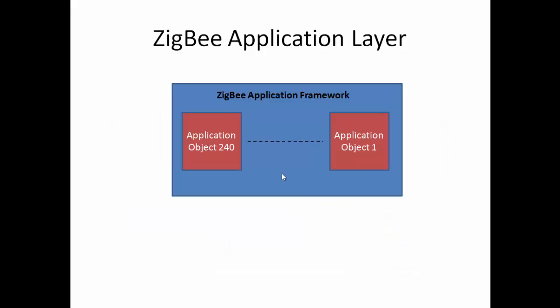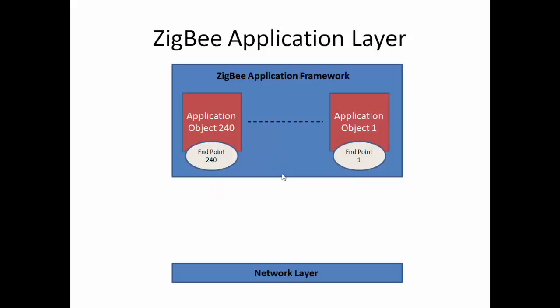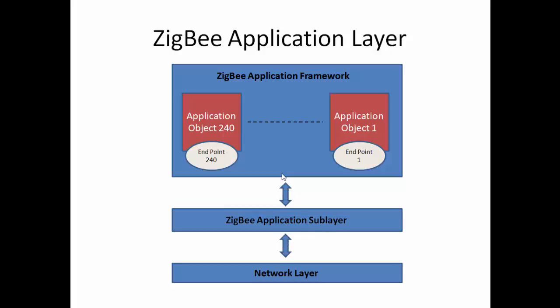So let's go back to the stack. So we had application objects. Now these application objects are associated with their respective endpoints depending on the device type and the application profile they implement. And each application object is addressed through its corresponding endpoint. Now these endpoints need to communicate with the network layer. To enable this, we have the ZigBee application sublayer, which defines the interface between the endpoints and the network layer. What this does is it provides a common set of data transport services to all endpoints.